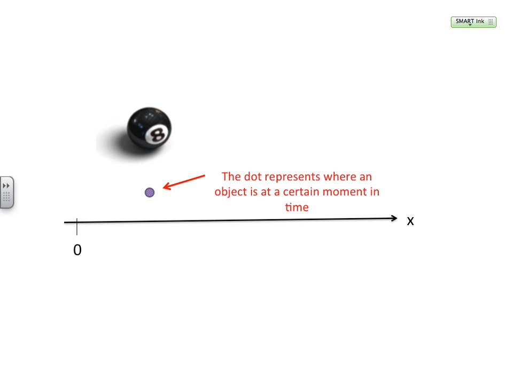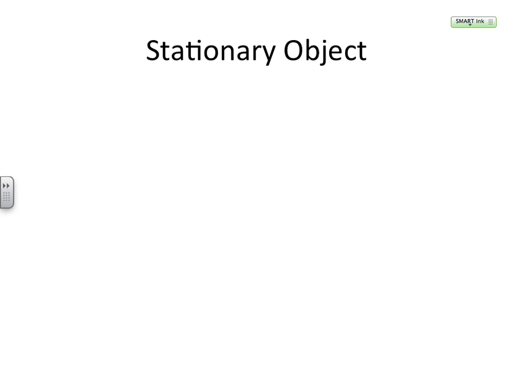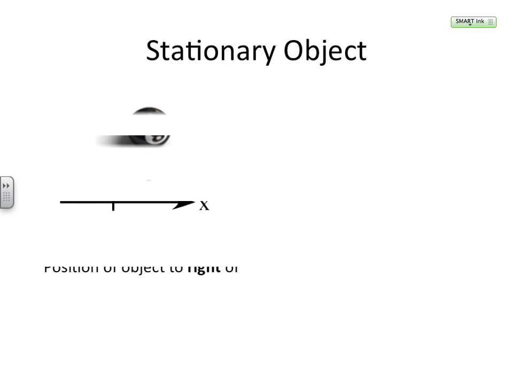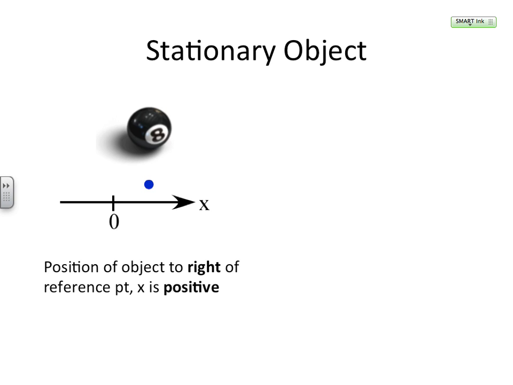Now, what we want to do is make sure that you understand how to include when objects are at rest, and how to include when objects are moving. So we're going to look at some other things. But the first thing we want to look at is if we have a stationary object, once again, we want to be able to tell what its starting position is. So the first picture has an object that is starting to the right of the reference point. We will call that positive.